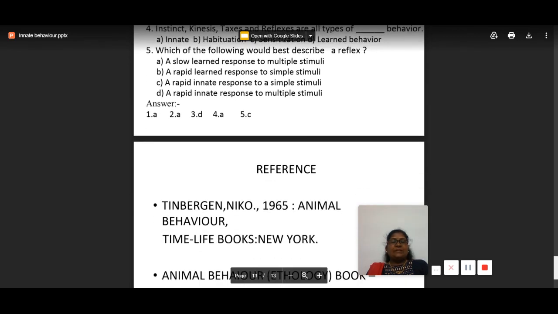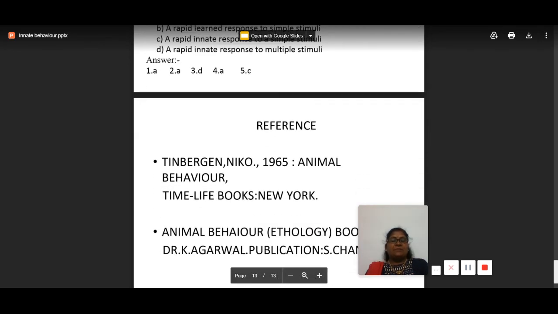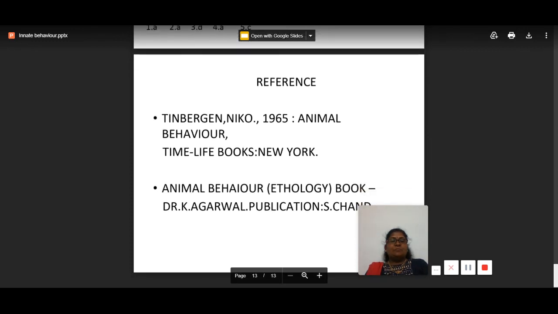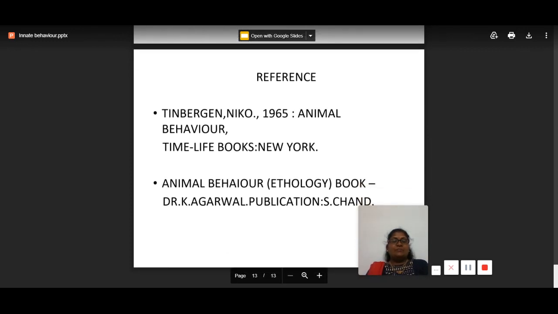So the references for this type of animal behavior are Tinbergen and Nicholas, the Animal Behavior book, Lifetime Books, New York, and another book, Animal Behavior Ethology, by Agarwal Publications, S. Chand Publications, written by Dr. K. Agarwal. Thank you.